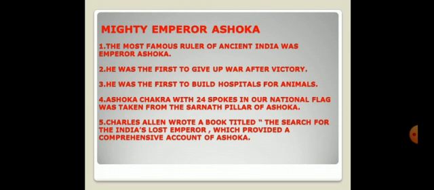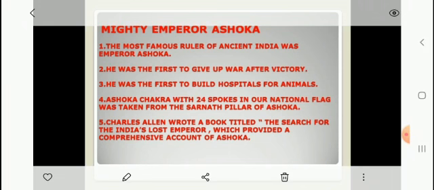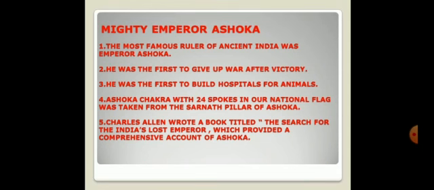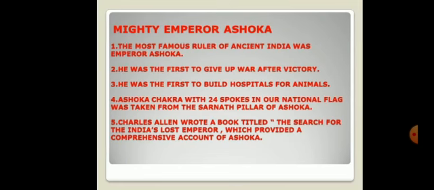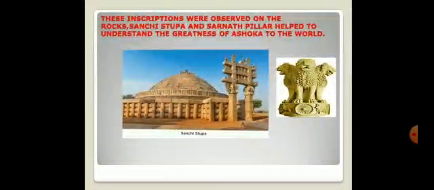Charles Allen wrote a book titled The Search for India's Lost Emperor, which provides a comprehensive account of Ashoka. The inscriptions observed on the rocks, the Sanchi Stupa and the Sarnath pillar helped to show the greatness of Ashoka to the world.